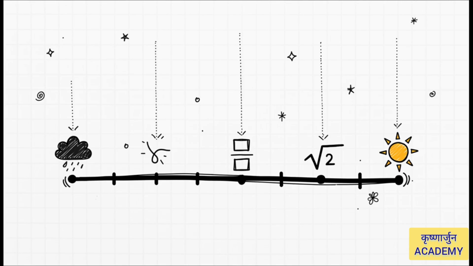You've got your rational numbers, like 3 over 2. You've got your irrational numbers, the ones that go on forever, like the square root of 2 or pi. Of course, all the positives, all the negatives, and 0. They all have a spot on that number line.